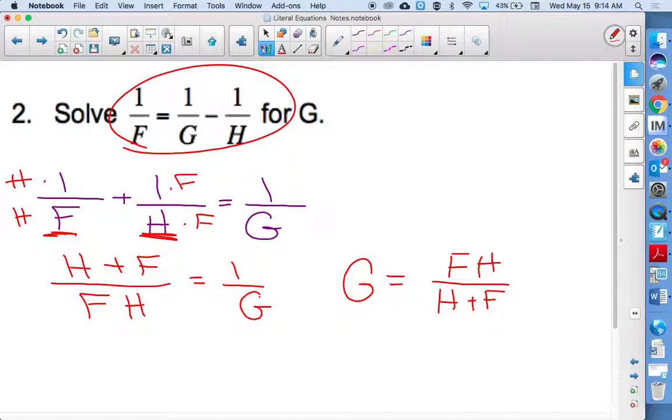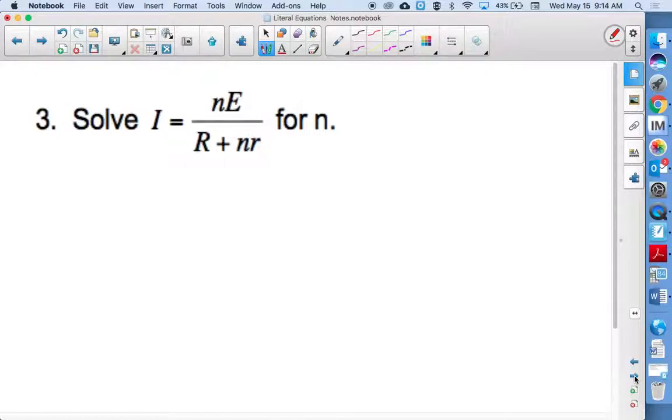Any questions on the second one? So as long as you're using proper algebraic techniques, you didn't necessarily have to solve it that way, but that was one way you could solve. So question 3, another formula here, solving for the uppercase I equals n uppercase E divided by R plus nr. And I want you to solve for n.